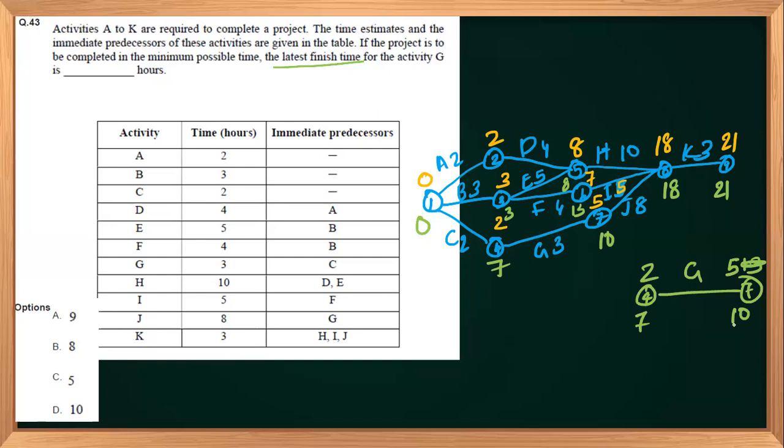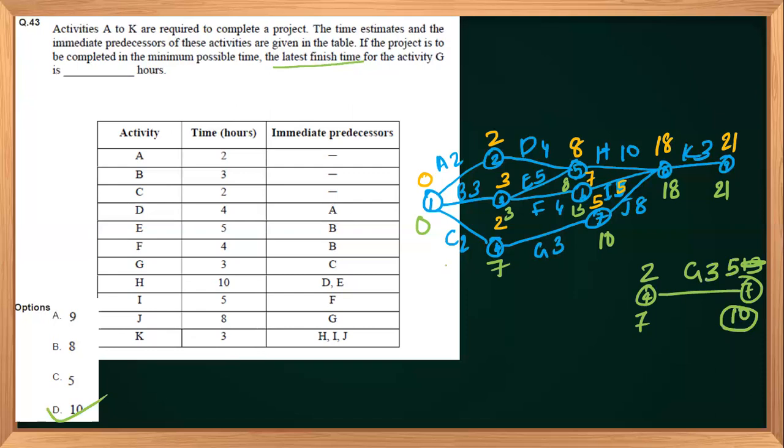Now you know what the latest finishing time is. The latest finishing time is nothing but what is given here. That will be 10. 10 minus duration 3, right? Yes. Okay. So it's a multiple choice question, and the answer is 10. 10 will be the latest finishing time.